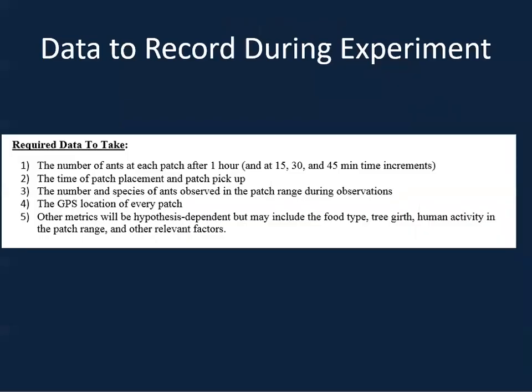So data to record is the number of ants at each patch after 15 minutes, 30 minutes, 45 minutes, and 1 hour, the time of patch placement and patch pickup, the number and species of ants observed in the patch range during the observation. Once again, we don't expect y'all to know the species of ant, just if they look different from what was already there, the GPS location of every patch, and then other metrics that will be hypothesis dependent, but may include something like food type, if there's any big trees nearby, if there's any notable human activity previously in the patch range, and any other relevant factors that may influence your data.